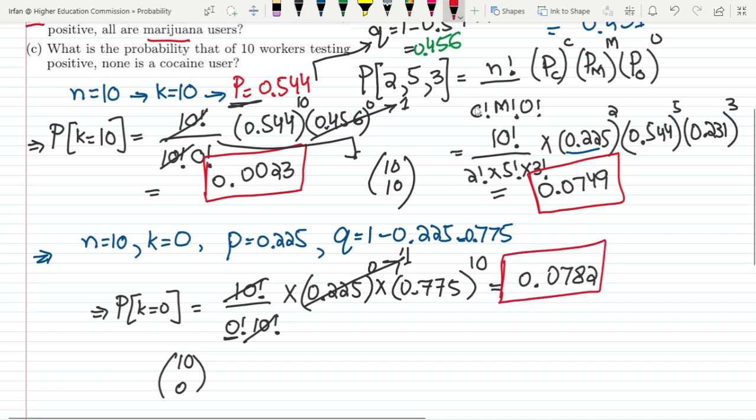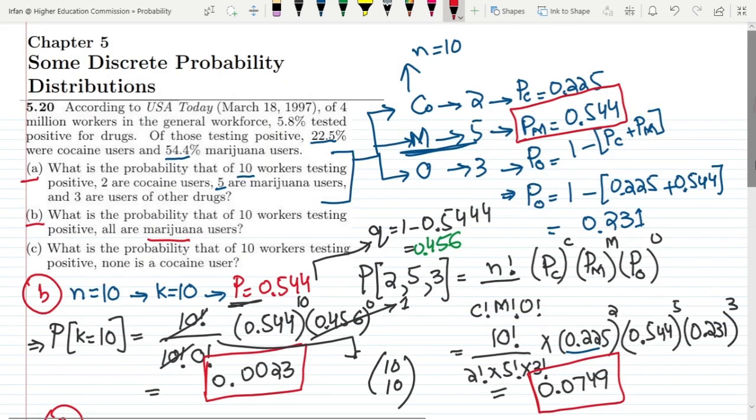Okay, so that's it for today, in which we have seen 3 parts. The first part, this was part B, and this was part C. In all of these parts we have seen the usability of the multinomial probability distributions and how to use it, how to find different probabilities.